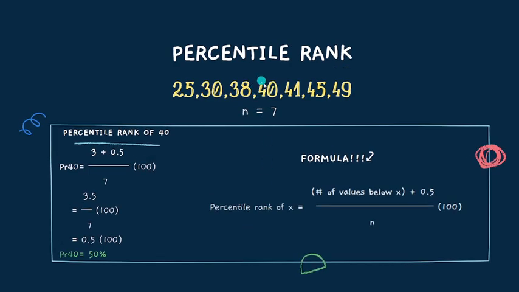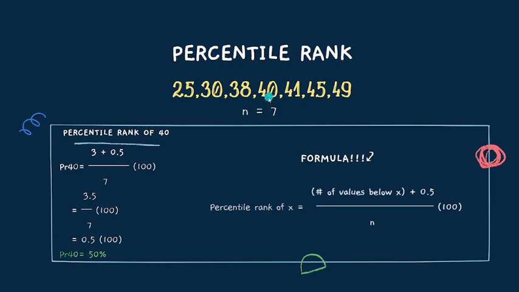Now that we have arranged, we proceed. In this problem, our n is equal to 7. We are finding the percentile rank of 40. So we use this formula and substitute. I use PR to represent percentile rank. The x they are finding is 40, which is here, plus the number of values below 40.